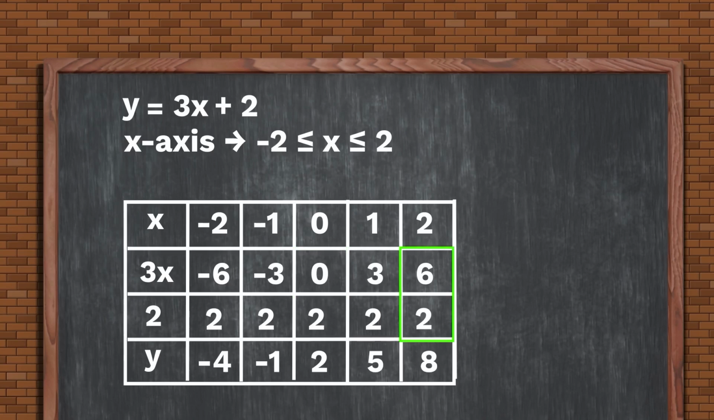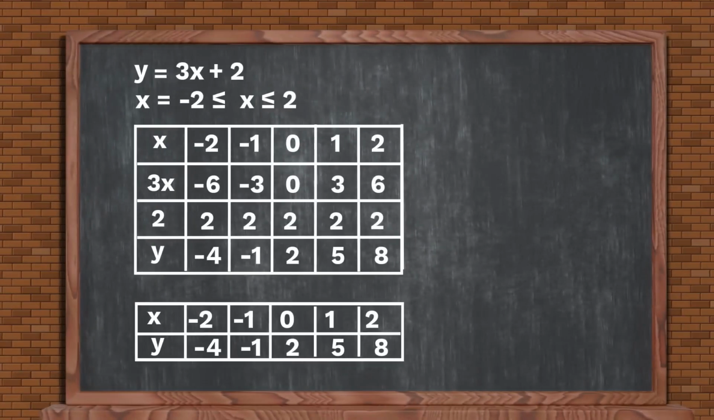Now that our table is filled, we just bring out the rows x and y in a separate table, and this table is used to plot the graph of the function.